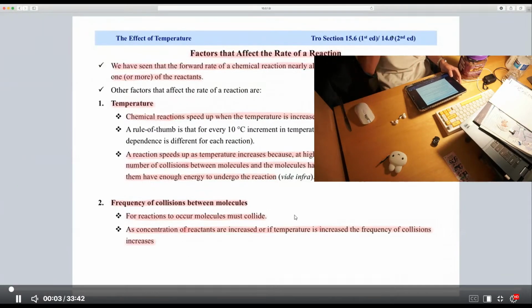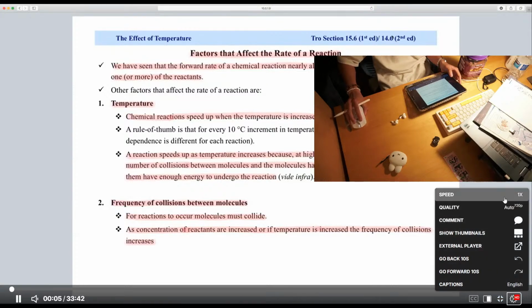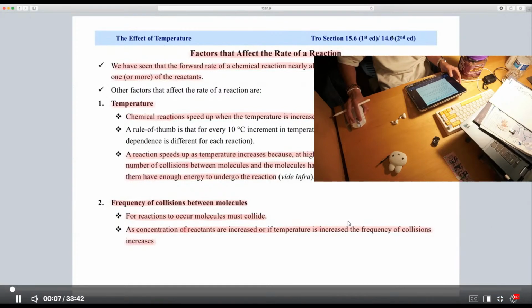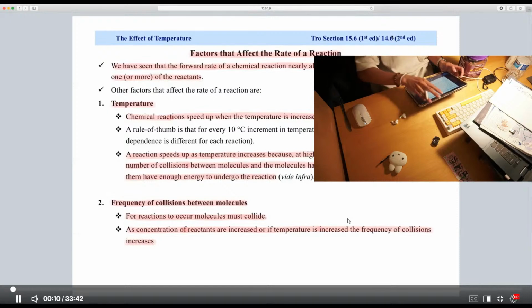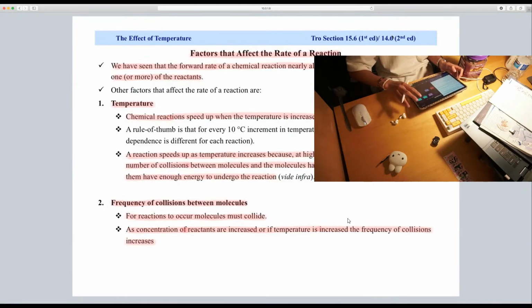Hello, everybody. Today, we're going to finish up chemical kinetics, and we're going to look at factors that affect the rate of a reaction. One factor that we already know that affects the rate of a chemical reaction is the concentration of its reactants. After all, that's what the rate law gives us. The rate law gives us the dependence of rate on the concentration of the reactants.